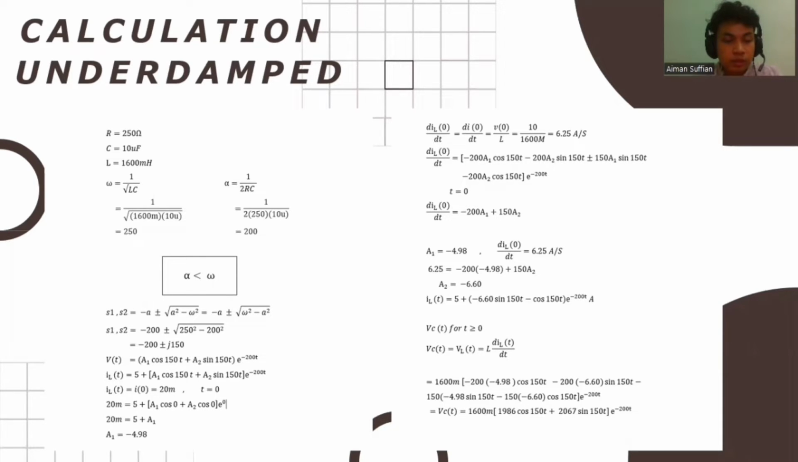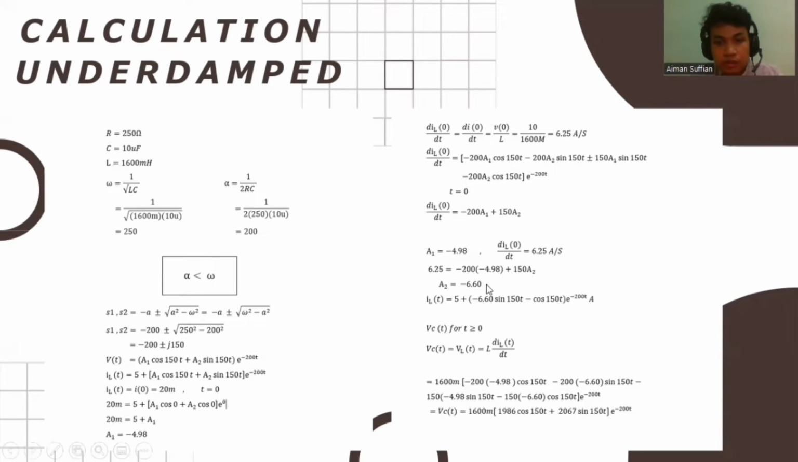After we got the S1 and S2 values, we just substitute into this formula. And then we just need to find the A1 and A2 values. So we need to differentiate the IL over dt. And then we need to find the value or equation when the time is 0. After that, we got the A1 value equal to negative 4.98 and the A2 value negative 6.6.